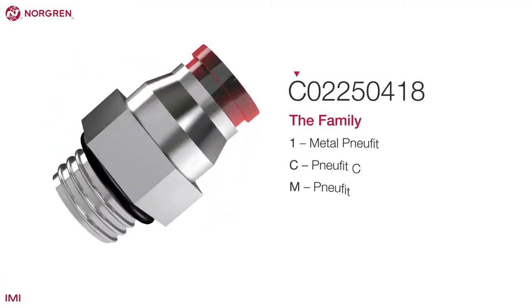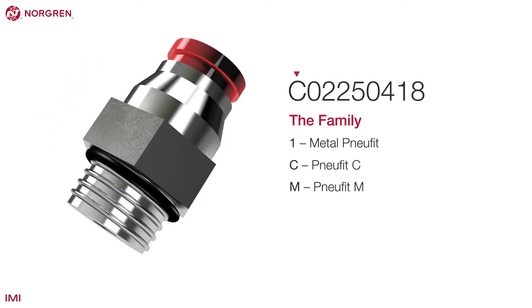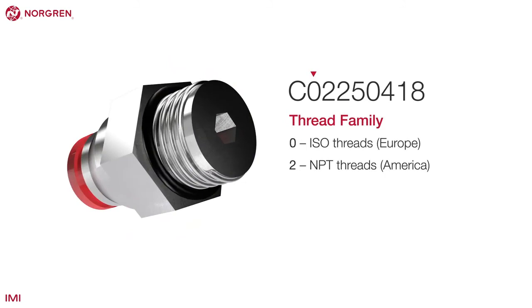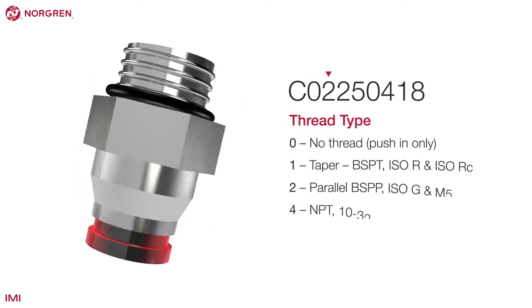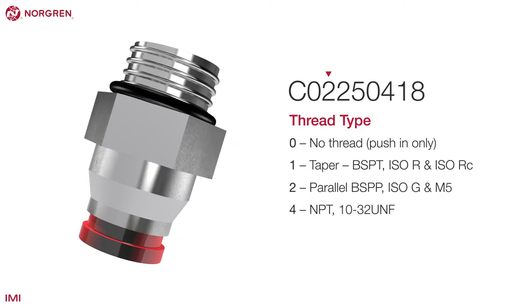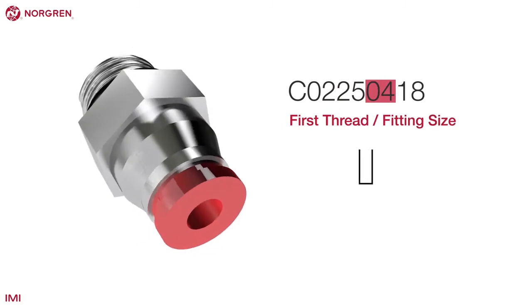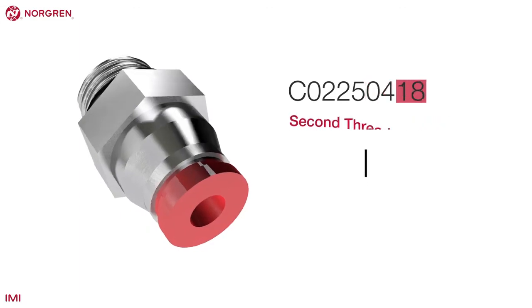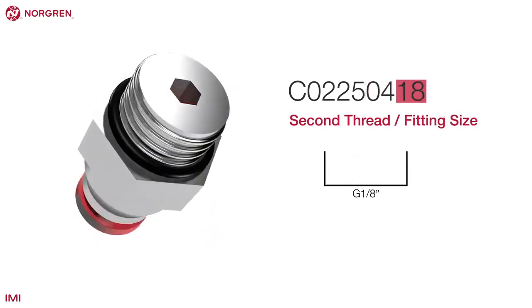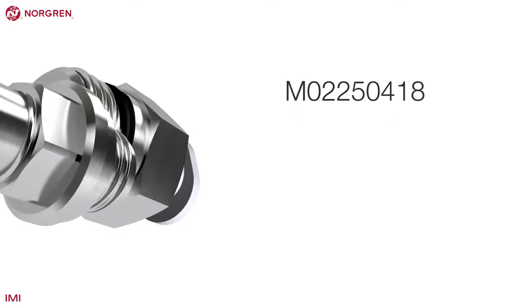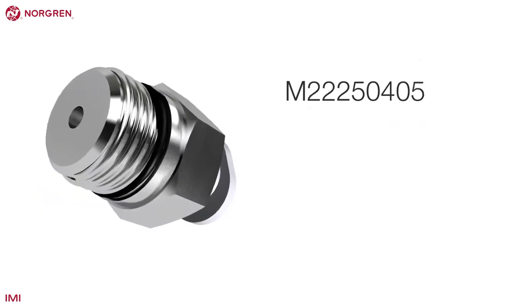Digit 1 tells us the family, in this case, New Fit C, a composite fitting. Digit 2 tells us the thread family. Here, it's ISO threads. Digit 3 tells us the thread type, in this case, parallel. Digits 4 and 5 tell us the shape. This example is straight. Digits 6 and 7 tell us the first thread fitting size, in this case 4mm PIF. And finally, digits 8 and 9 tell us the second thread fitting size, which is G 1/8 of an inch thread. Swapping between parts is just changing the range at the front. An American example might look like this.